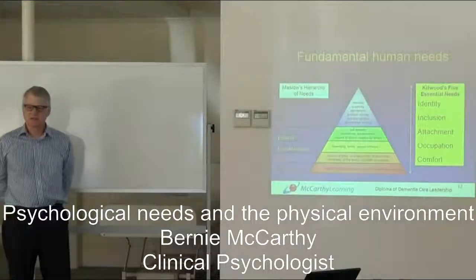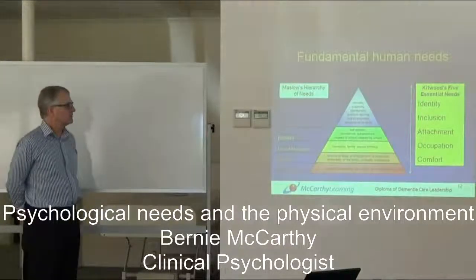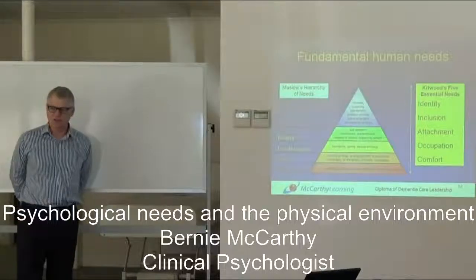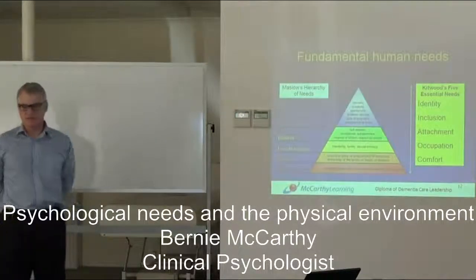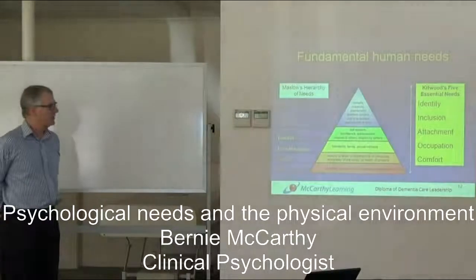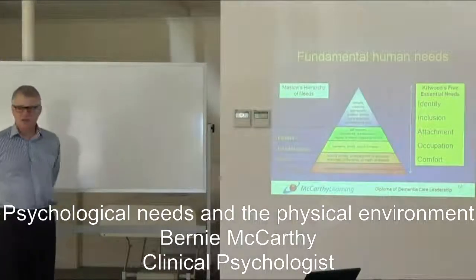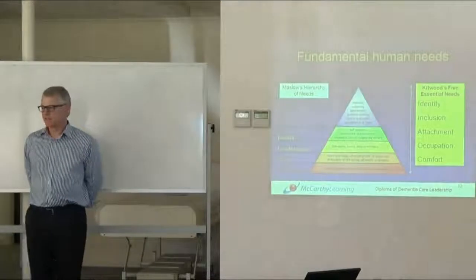Yesterday we talked about the emotional needs, the psychological needs according to Tom Kitwood's model, which was represented in the flower. We'll have a look at that again in a moment. But this is Maslow's hierarchy of needs.